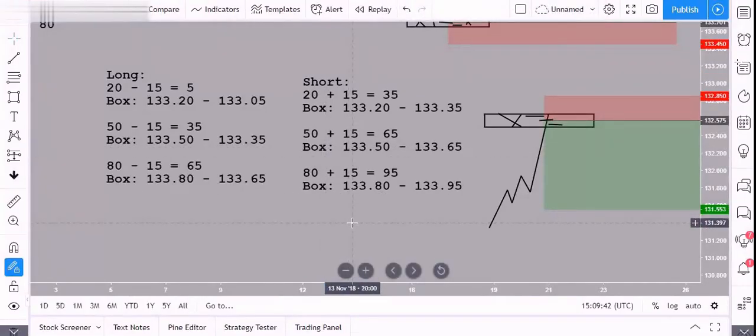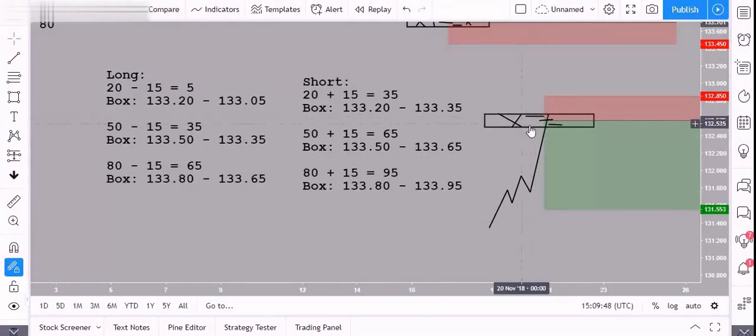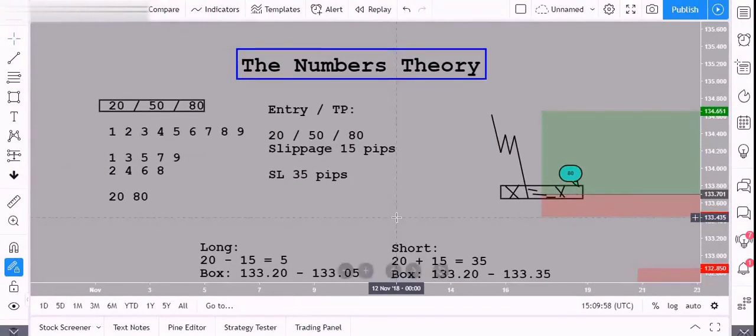Now, in the coming videos and future videos, you will see that there is a way to be extremely accurate in taking short or long exactly between the numbers theory. But in general, this is the principle of the numbers theory.